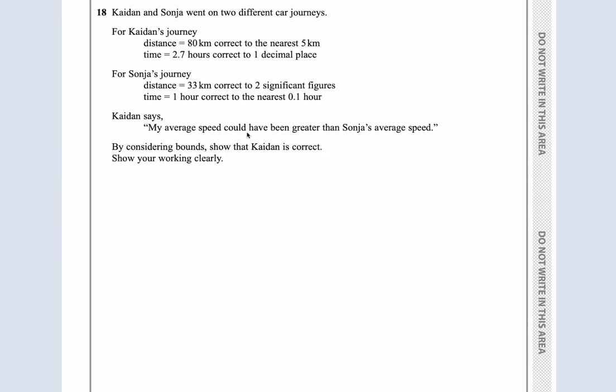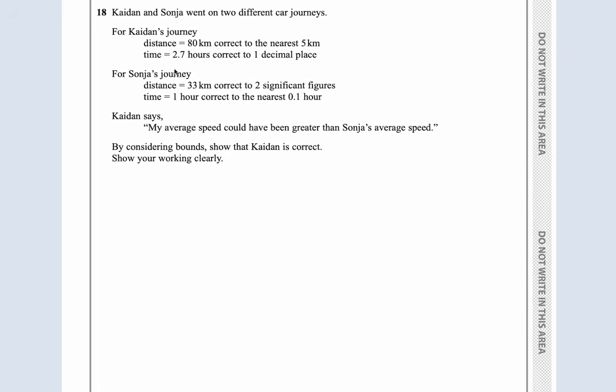Kaidan and Sonia went on 2 different car journeys. For Kaidan's journey, the distance is 80 kilometers and the time is this. For Sonia's journey, the distance is this and the time is this. Kaidan says, my average speed could have been greater than Sonia's average speed. By considering bounds, show that Kaidan is correct. Show your working clearly.